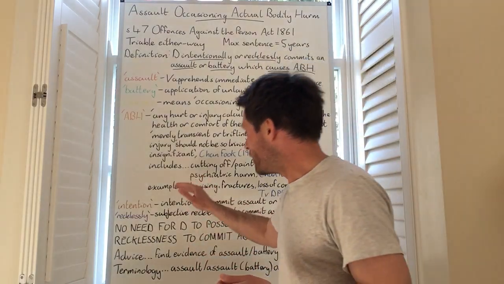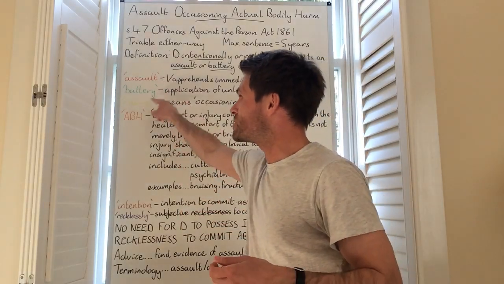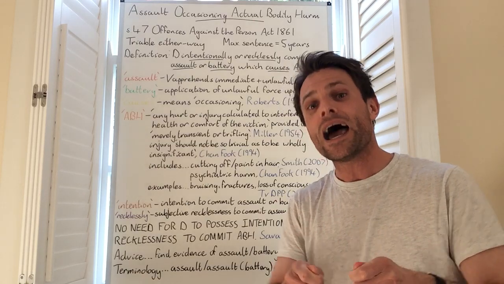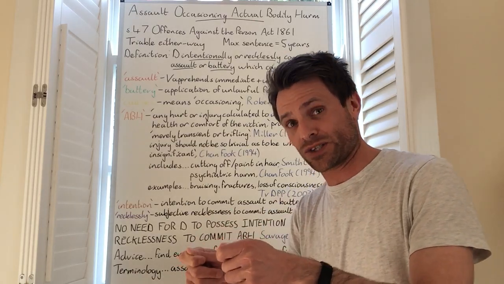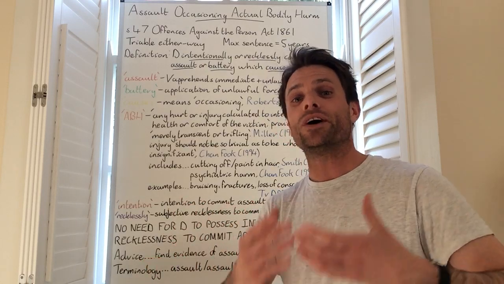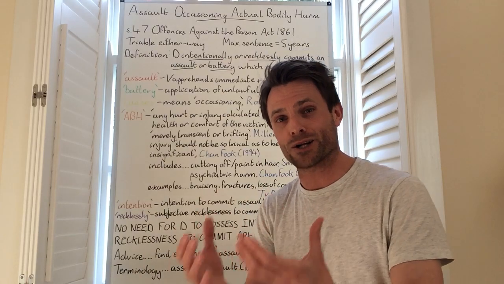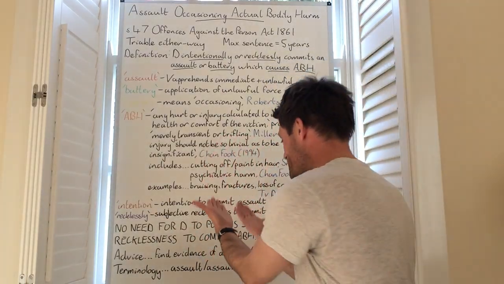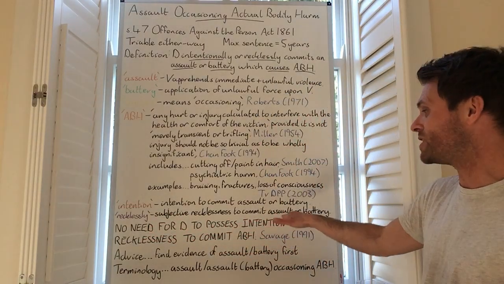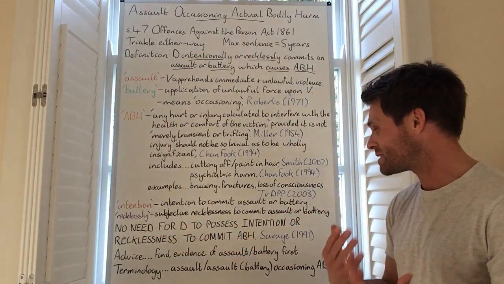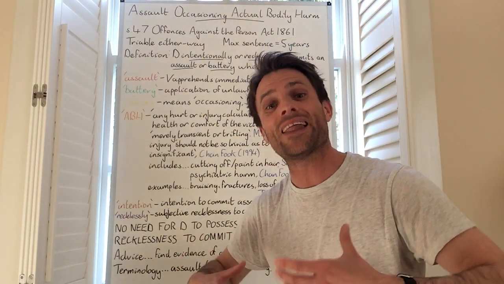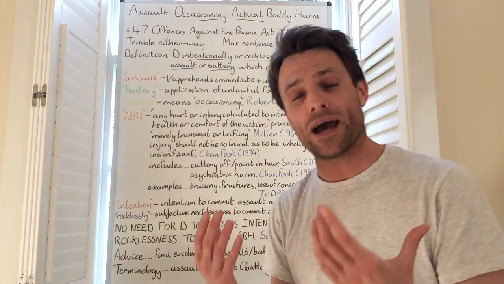So both the assault and the battery, as we mentioned up here, that comes first. So find evidence of the assault and battery and then look at the extent of the injuries. And if you think the extent of the injuries constitute ABH, then you can conclude that the offence is assault occasioning actual bodily harm. And this is my advice that I'm giving you here. There is no need for the defendant to possess intention or recklessness to commit ABH. They simply need the intention or recklessness to commit the assault or battery. And it just so happens that it leads to the ABH.